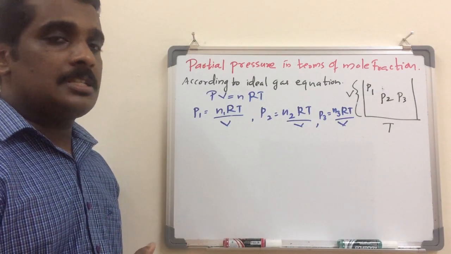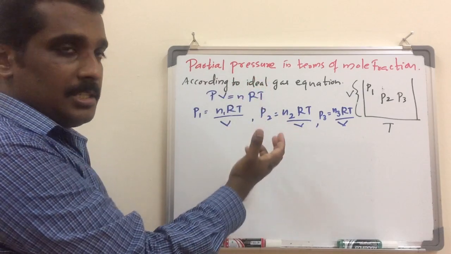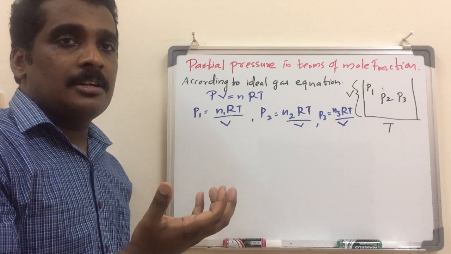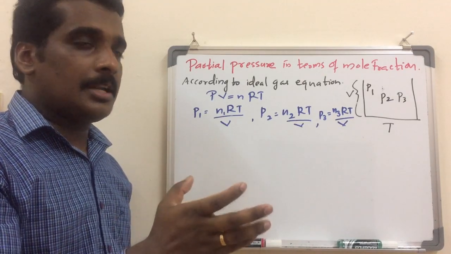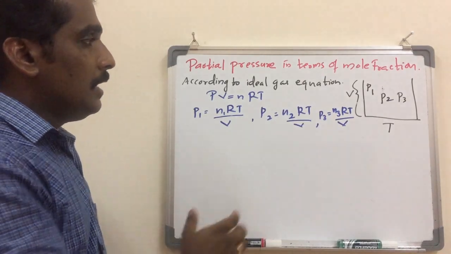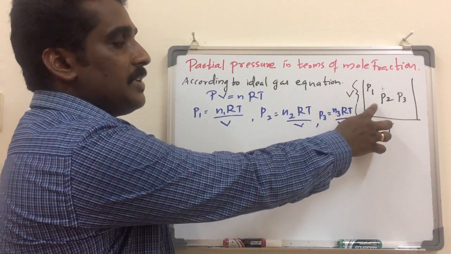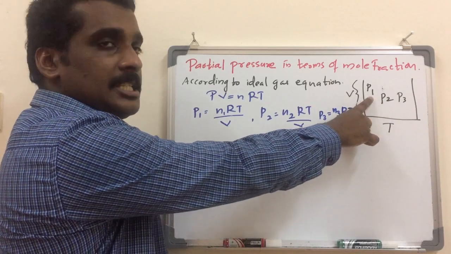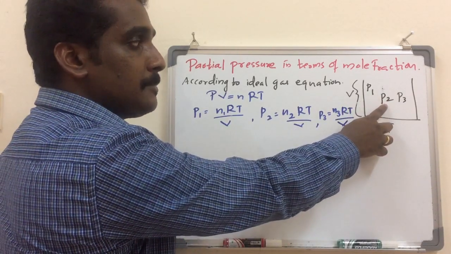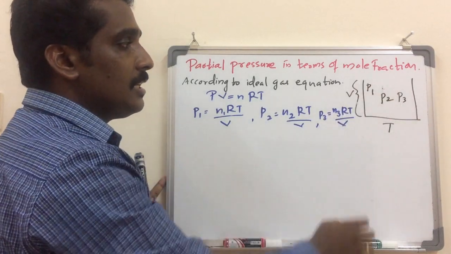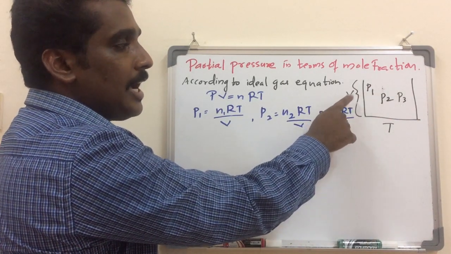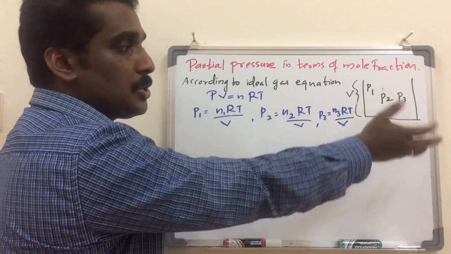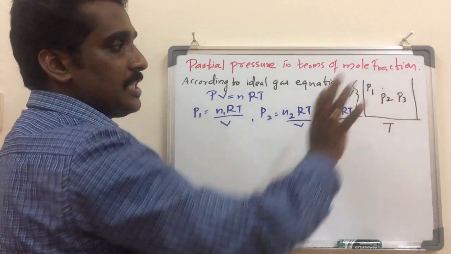The next topic is partial pressure of a gas in terms of mole fraction. What is meant by partial pressure? The pressure of individual gases is called partial pressure. Consider a vessel with three gases. The partial pressure of the first gas is P1, of the second gas P2, then P3. Three gases are enclosed in a volume V and temperature T, so volume and temperature are fixed because all gases are enclosed in the same vessel.